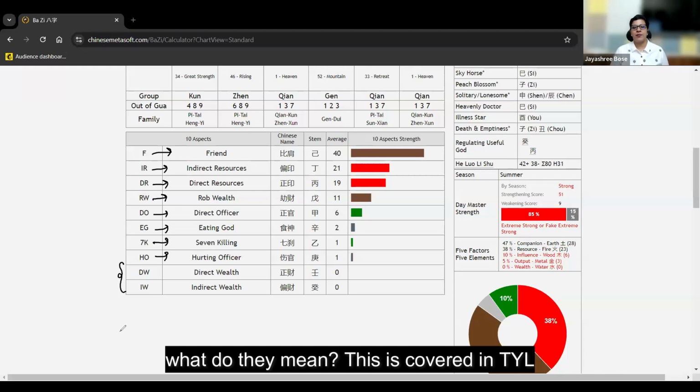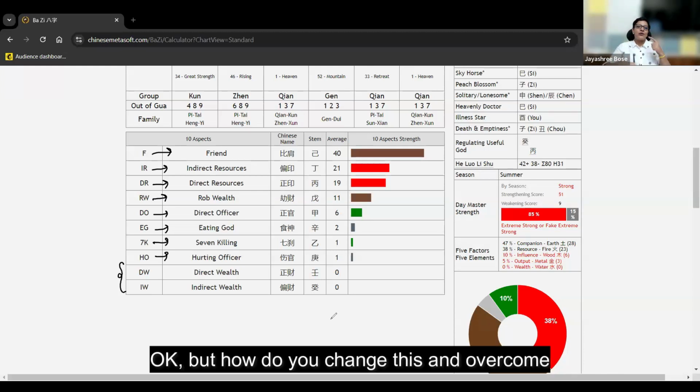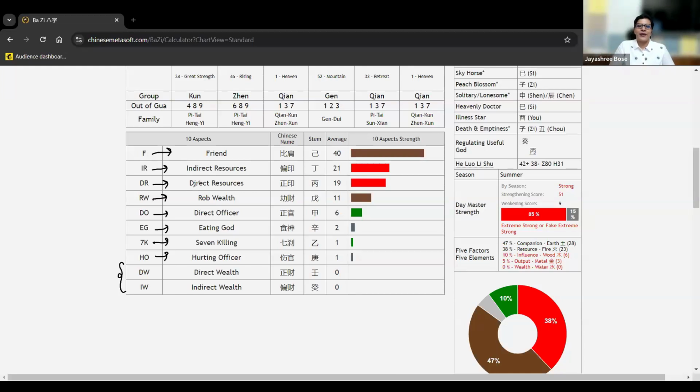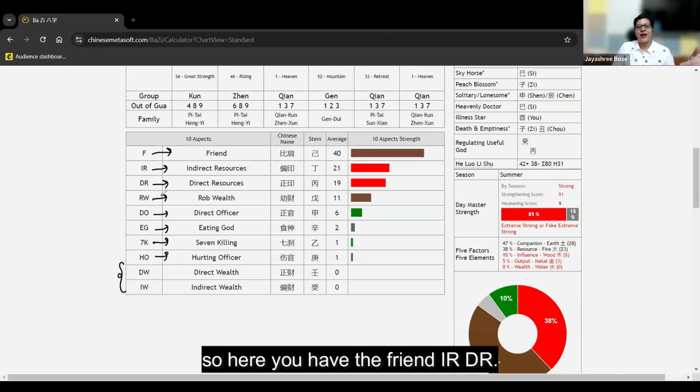Now, how do you handle missing elements and what do they mean? This is covered in TYL program. Okay, but how do you change this and overcome everything? That is in BaZi coaching program. Okay, so here you have the friend IRDR.